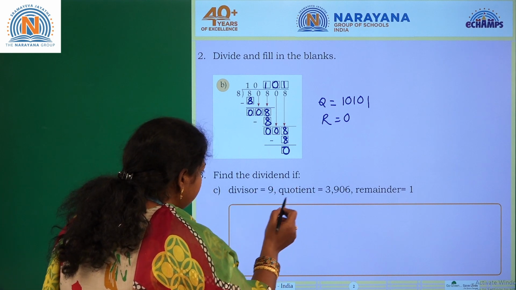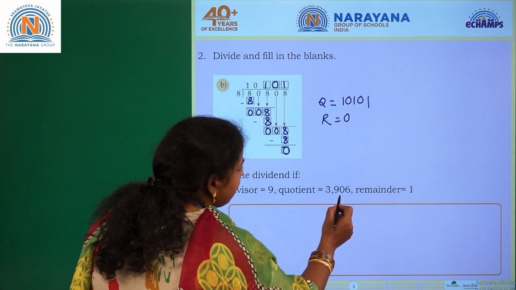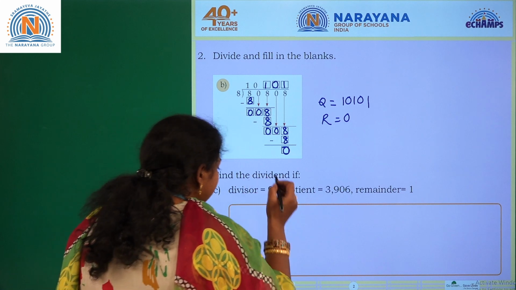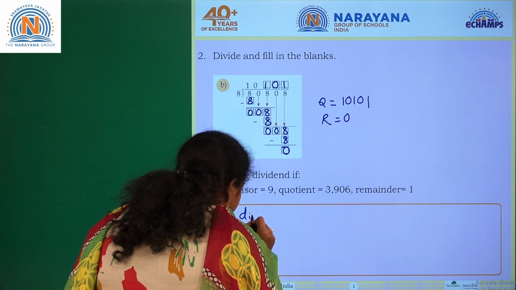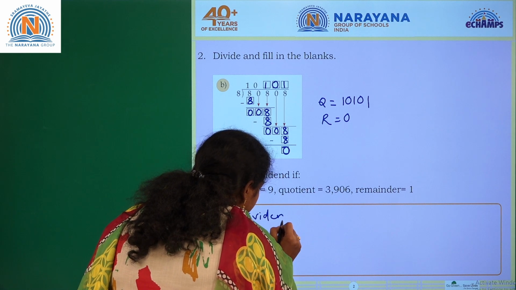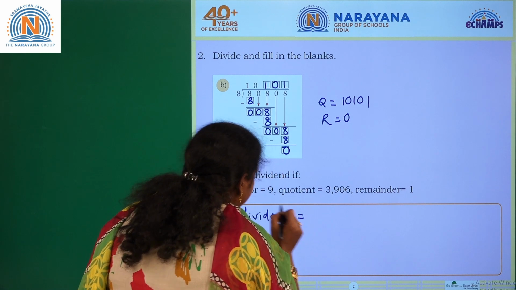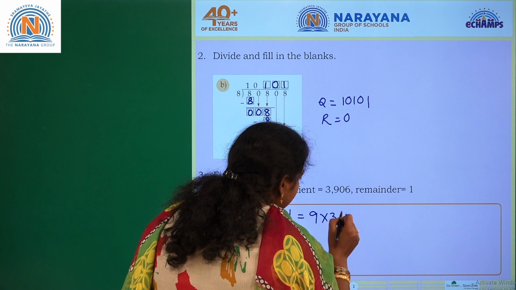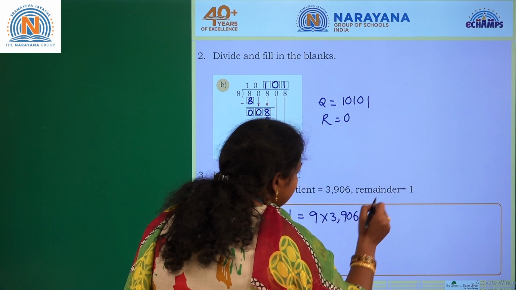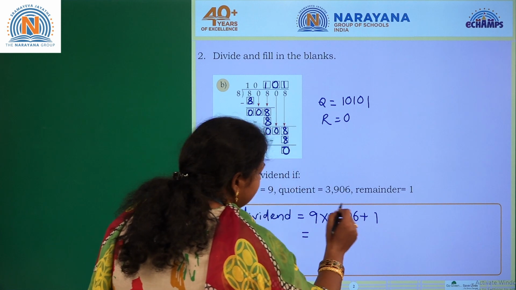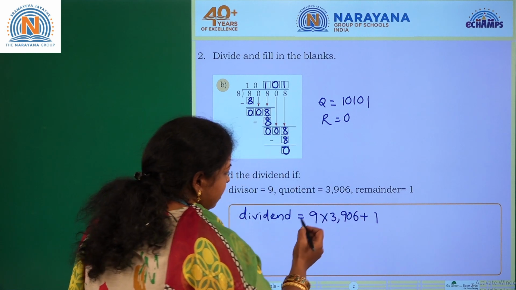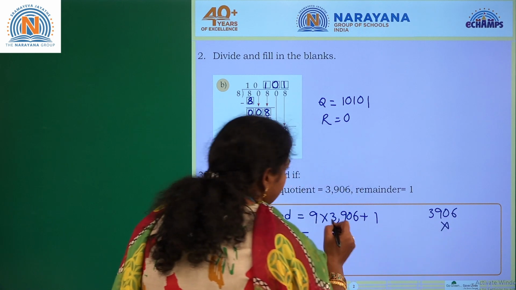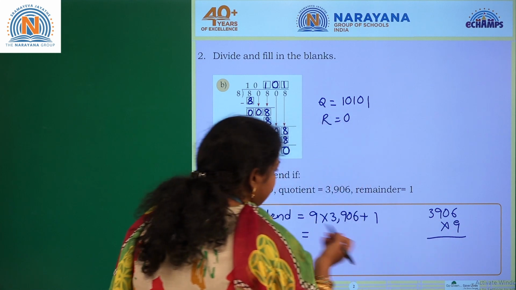Find the dividend if the divisor is 9, quotient is 3906, remainder is 1. So what is the relation between these four? Dividend is equal to divisor into quotient plus remainder. That means 9 into the quotient, 3906, plus remainder 1. So 9 into 3906. Let us multiply here, 3906 into 9. Horizontal multiplication also you can complete.